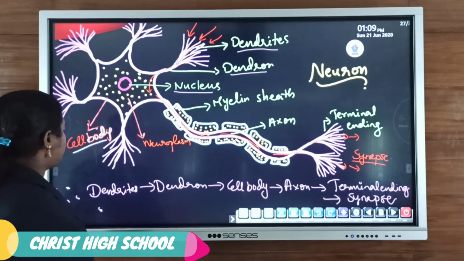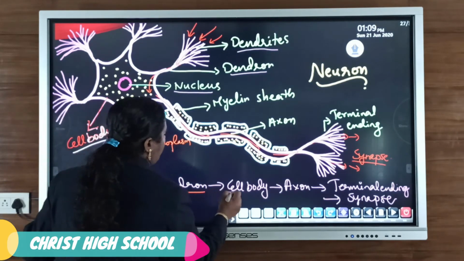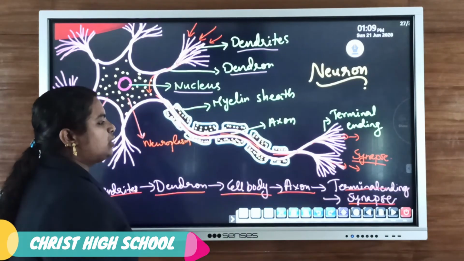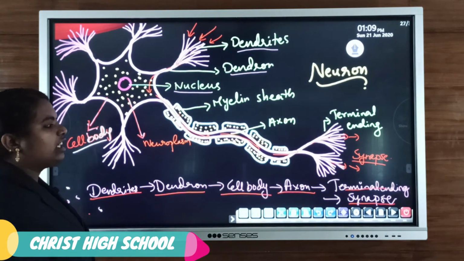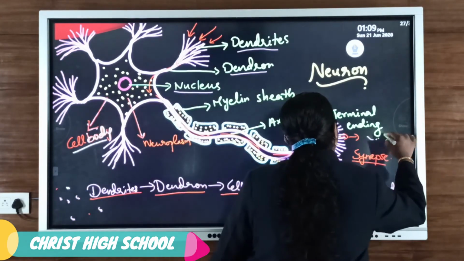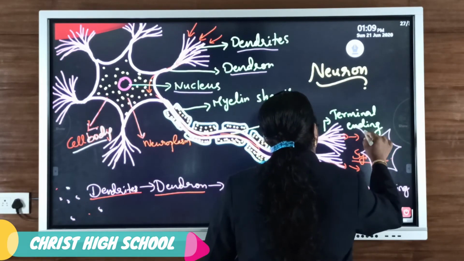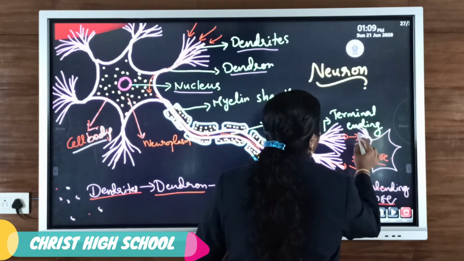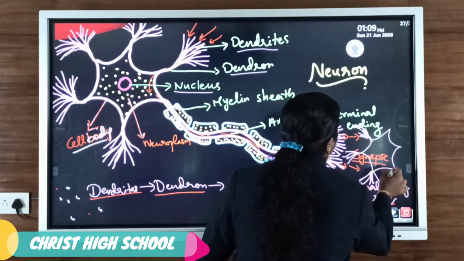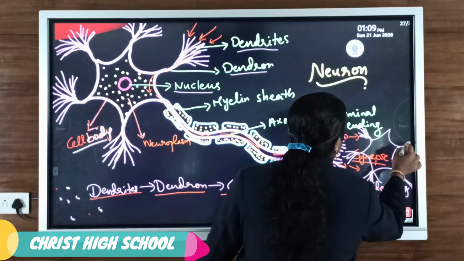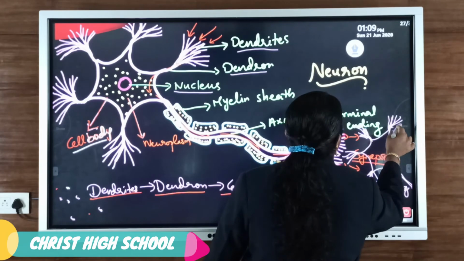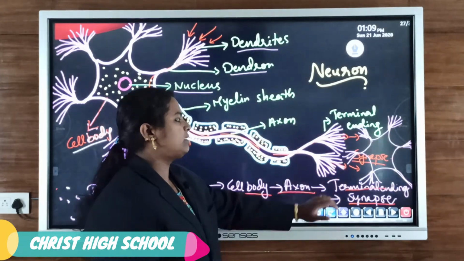Like this, the impulse is transmitted from the dendrite to the dendron, dendron to cell body, to axon, to the terminal ending, and finally it reaches the synapse. So synapse means a functional junction between two neurons. Here will be the location of another neuron, and this terminal ending, or this junction between two neurons, is known as the synapse. So this part forms the synapse.